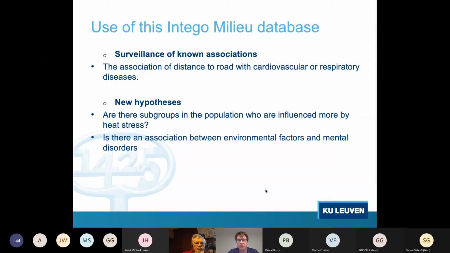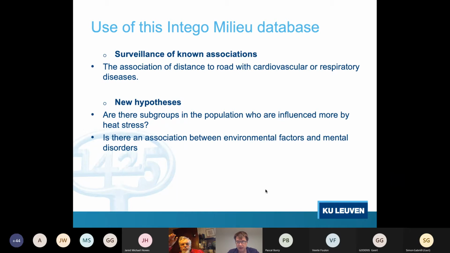So after 4 years of trying, failure, and eventually success, we now have an Intego milieu database. What can we do with the database? Of course, we can do surveillance of known associations. Typically, the government is interested in visualizing and monitoring the association between, for instance, distance to road and cardiovascular or respiratory diseases. But on the other hand, you can also use this data set for new research and new hypotheses.